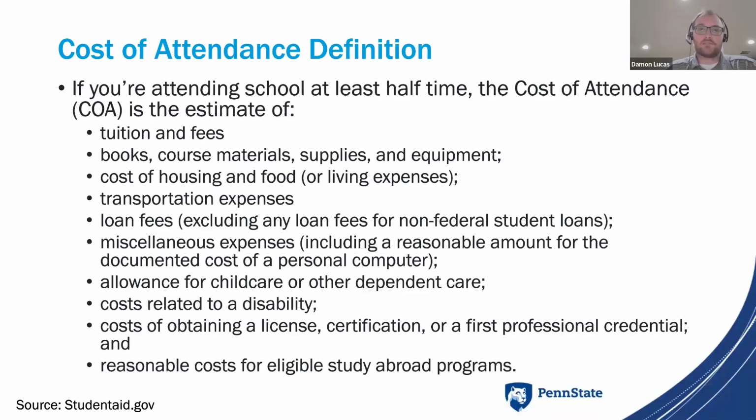Loan fees, excluding any loan fees for your non-federal student loans. Miscellaneous expenses, including a reasonable amount of documented costs, such as a personal computer. This can also include laundry, or any random miscellaneous expense you may come across. Allowance for childcare or dependent care, costs related to a disability, costs related to attaining a license, certification, or first professional credential, and reasonable costs for eligible study abroad programs. Licensure applies to some programs that do have a licensure requirement. Again, this is the estimated cost of attendance definition, and we'll review these more closely as we go.